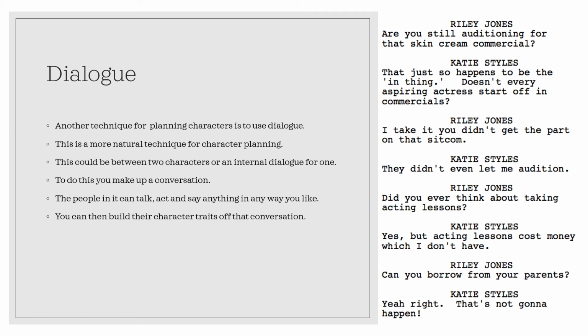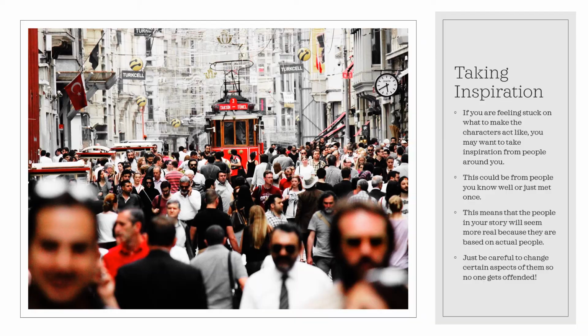For example, in this we can see that Riley Jones is trying to help Katie Stiles, but Katie Stiles just doesn't have enough money, and she doesn't think she can go to her parents to borrow money. So from this you can see that Riley Jones is helpful. Katie Stiles is determined to do it on her own.